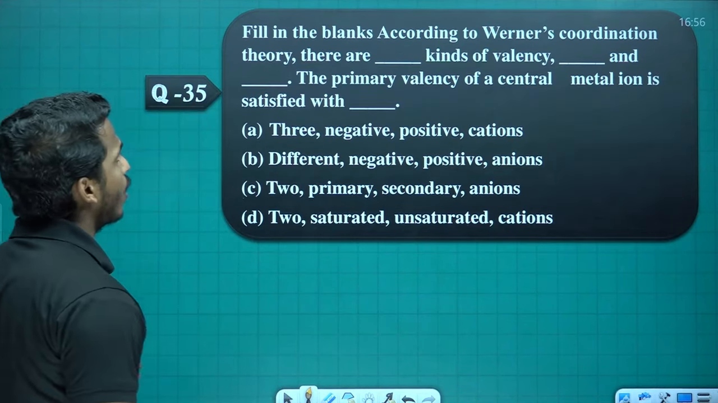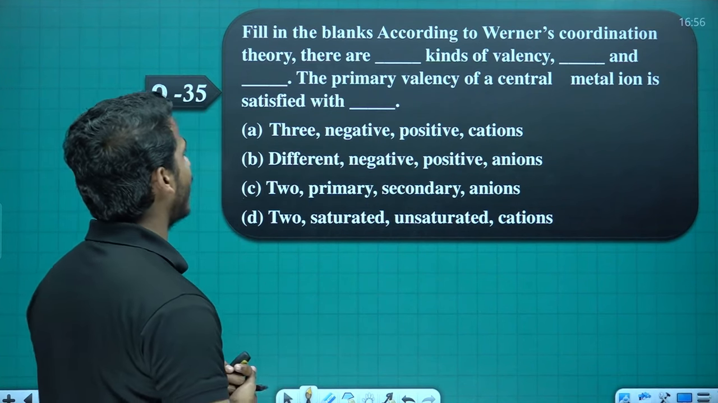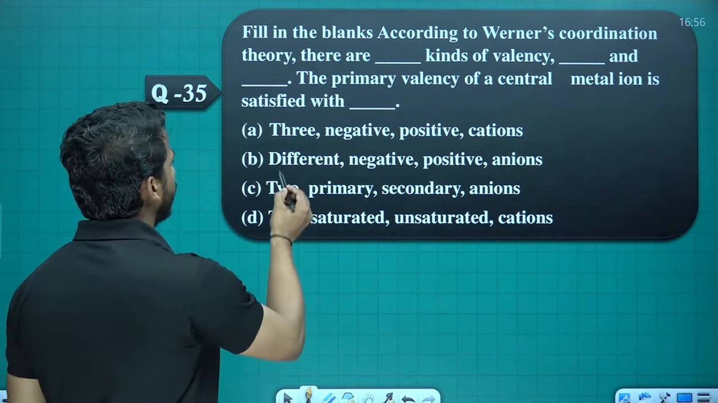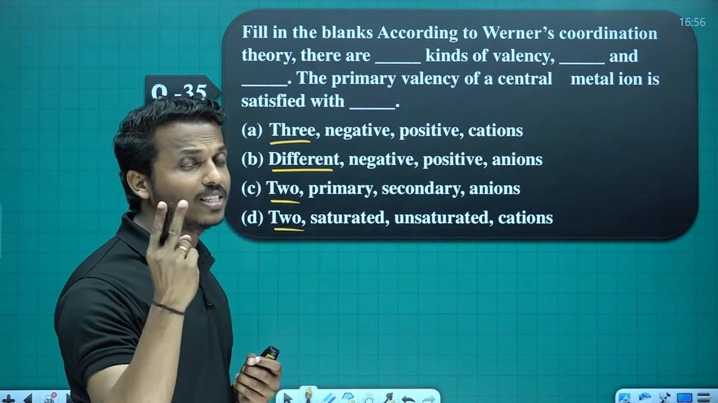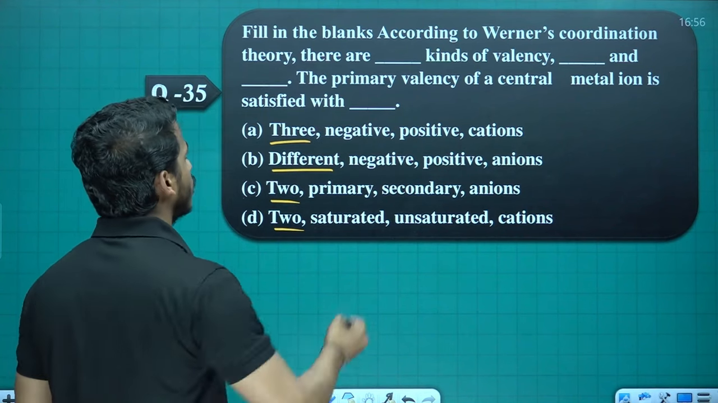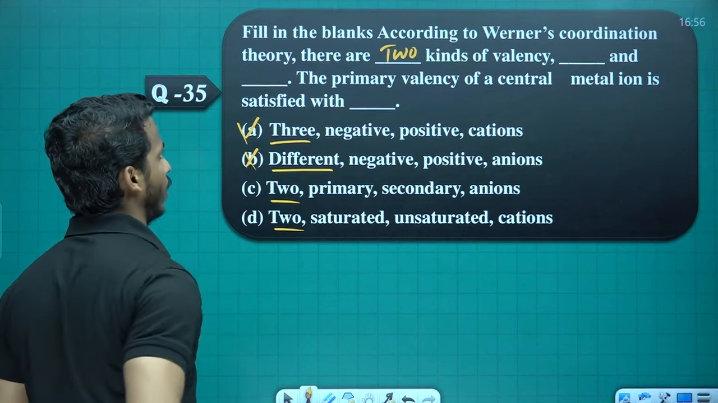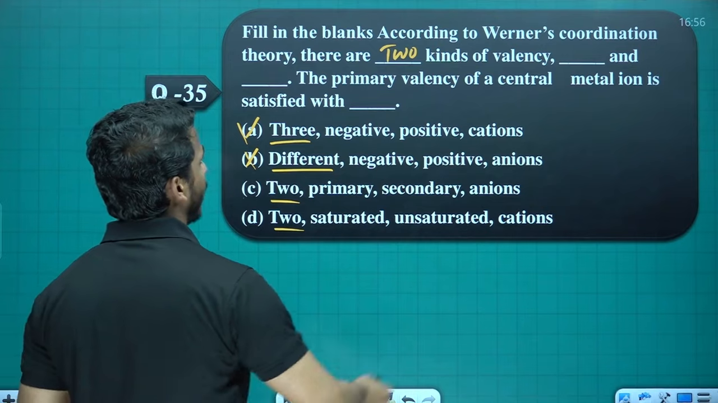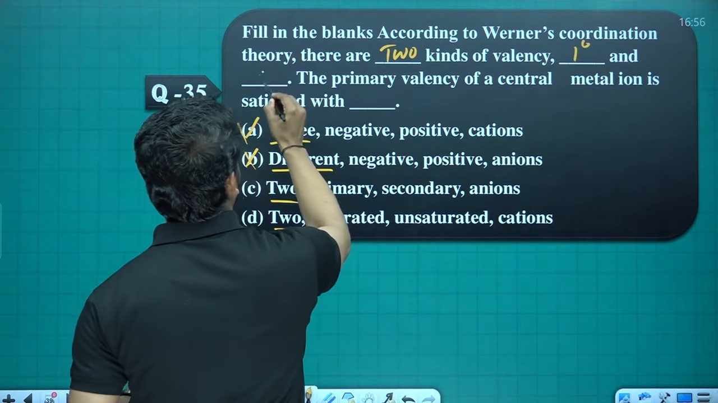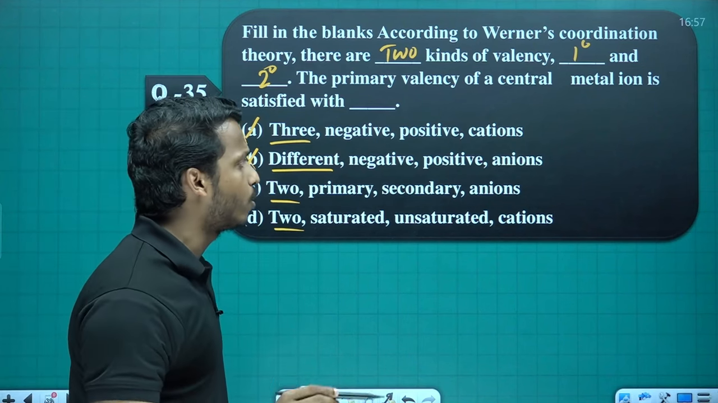Fill in the blanks according to Werner's coordination theory. There are dash kinds of valency. There are 2 types of valency, my dear, primary and secondary. So the answer is either C or D. Dash and dash, that is primary and secondary. Primary and secondary. Primary valency of a central metal ion is satisfied with what?